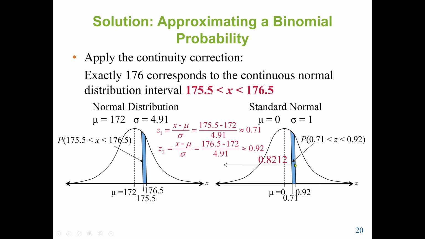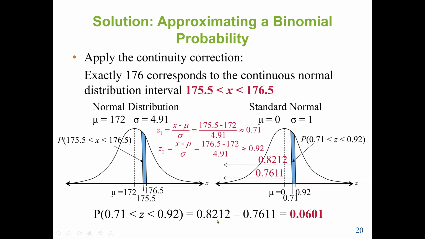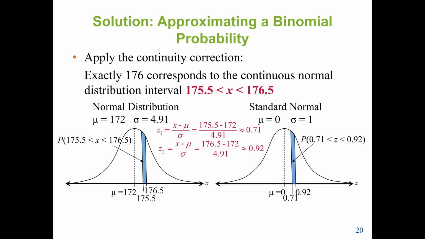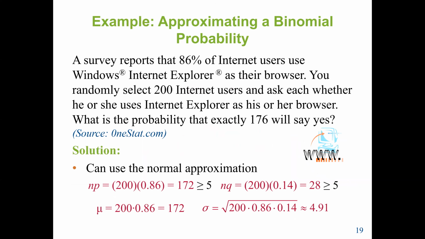So we get a P of the first one, 0.8212. Then we get a P of the second one, 0.7611. So we find the difference of the two, 0.8212 minus 0.7611. So our final solution will be 0.0601. So we can see how this problem was. Very nice problem. Let's go back to the beginning.